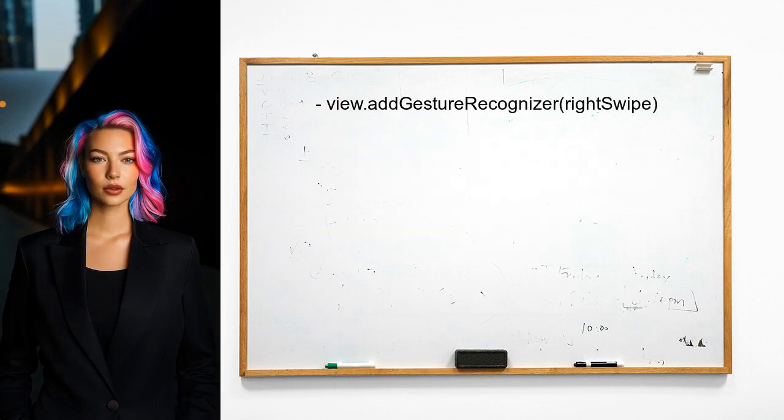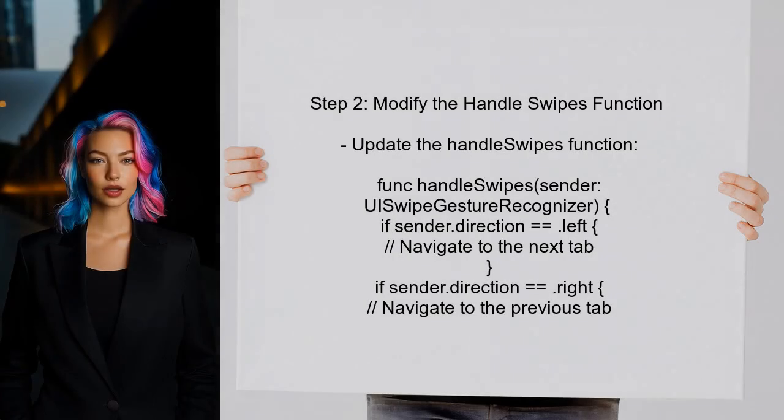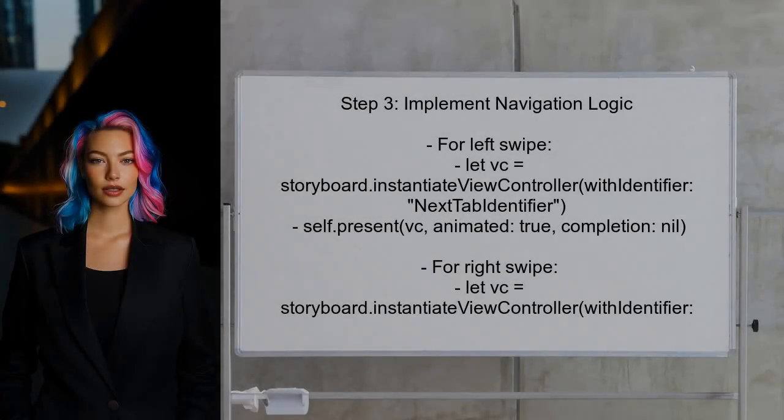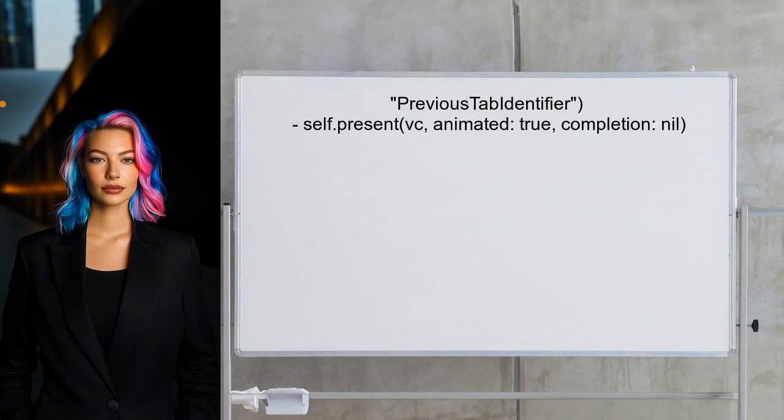First, the user should add both left and right swipe gesture recognizers to their view. Next, the user should modify the Handle Swipes function to handle both left and right swipe gestures. This will allow navigation between the tabs. For the left swipe, the user should instantiate the view controller for the next tab and present it. For the right swipe, they should do the same for the previous tab.